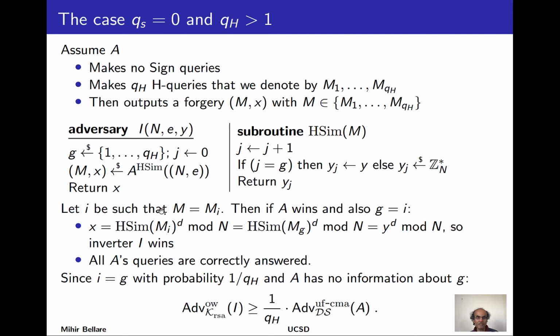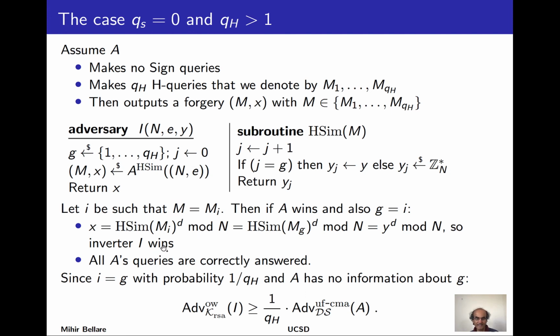However, that's not always going to help the inverter. It will only help the inverter if m was also the gth query, because that's when it planted the y whose inverse it wants. So suppose that happens. Suppose that the adversary A wins, and also the inverter got lucky and managed to correctly guess the index corresponding to the forgery message m.